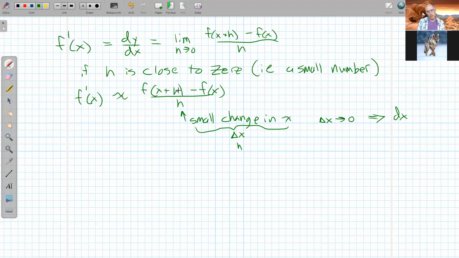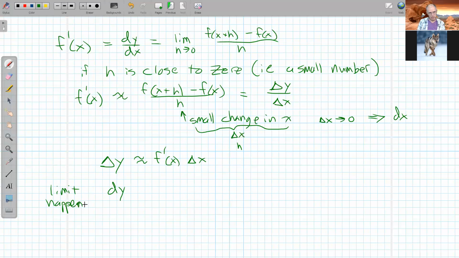And this numerator here is my change in y. So f of x plus h minus f of x, that's a change in y. h is a change in x. So what we get is our change in y is approximately equal to the derivative times that small change in x. And oftentimes we will use that with a d instead. Now the d means the limit happened.